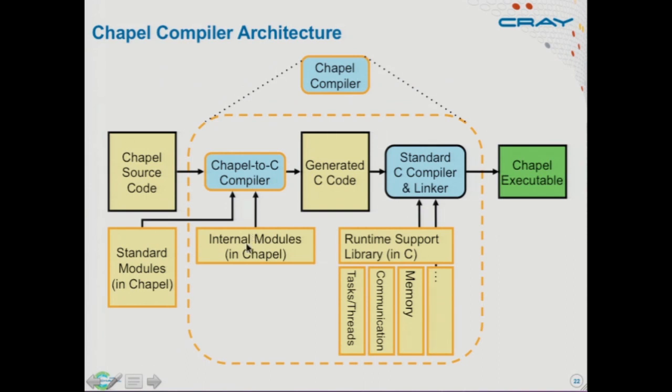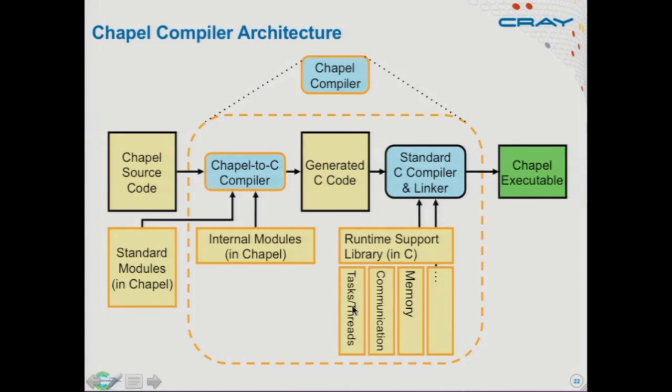We link in some internal modules, where we actually try to implement a lot of the language in Chapel itself to take advantage of its productivity benefits. And then we generate some C code, run that through your standard C compiler and linker, and then we link in runtime support libraries that implement things like the parallel tasks and the communication between nodes and the memory management and things like that.